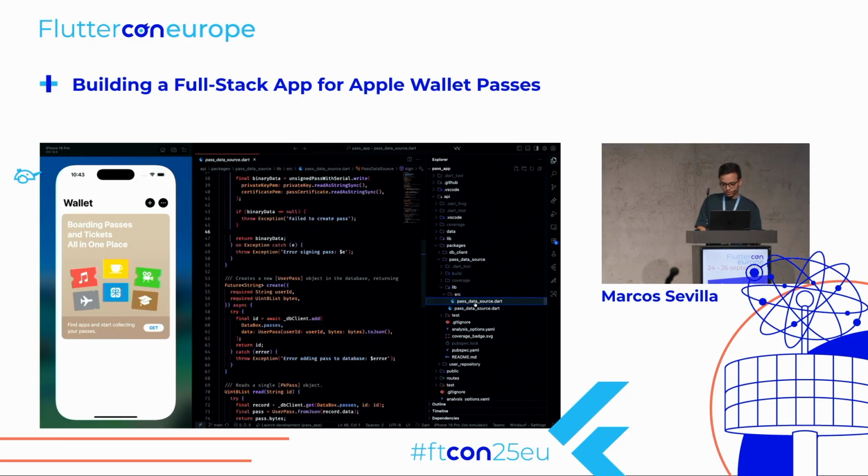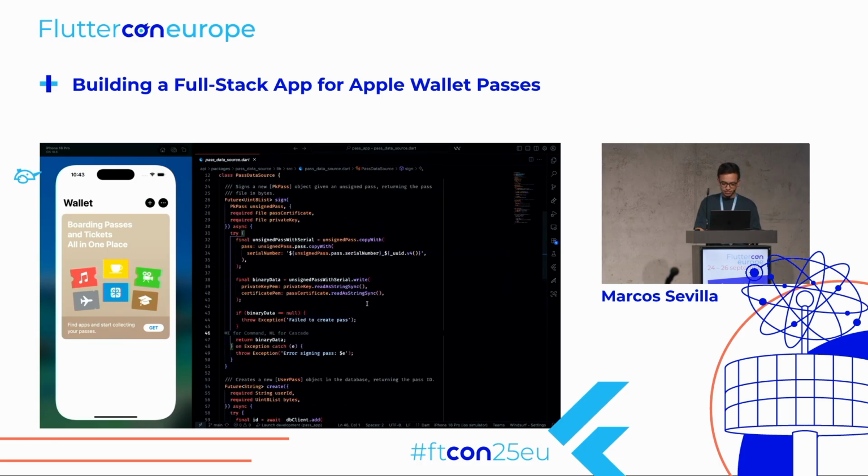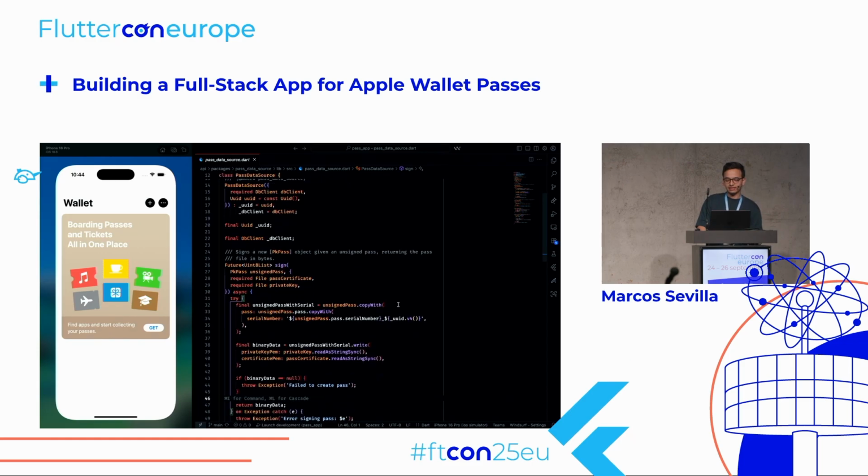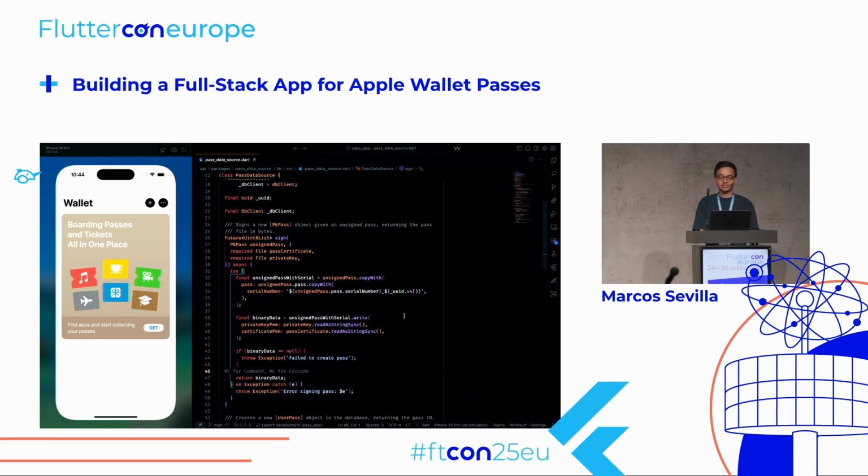And then if I go here, pretty much I have the pass data source that has a dependency on the DB client, and also it has the PassKit functionality. So when you create a pass, you have this PK pass model that is going to have all the structure that you need for the pass, right? The cool thing about this is that when you create a PK pass model, you get access to a method called write, and that's the thing that is going to sign the package.